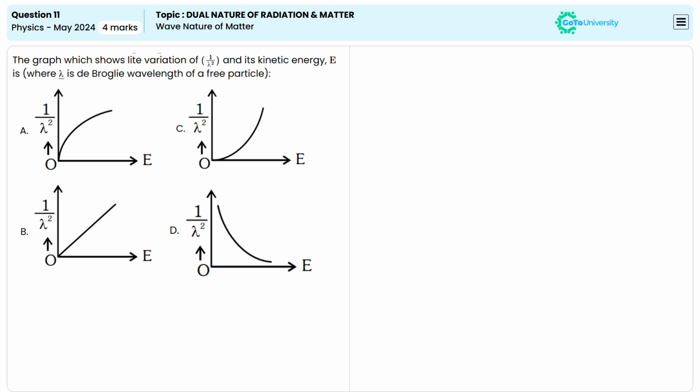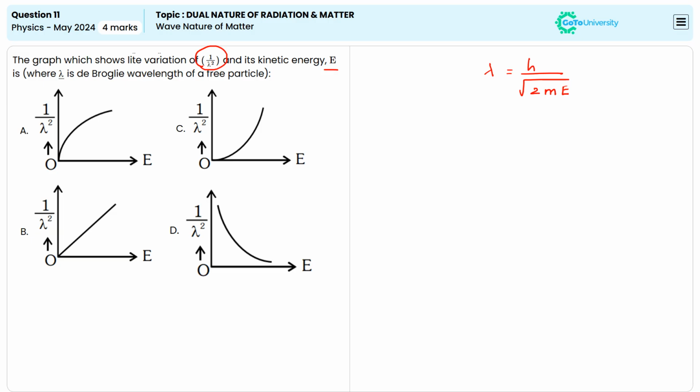Which graph is correctly representing the relation between 1 over lambda square and its kinetic energy? For solving this question, first we have to know the equation which is relating the wavelength and the energy, which is nothing but lambda is equal to h divided by root of 2mE.